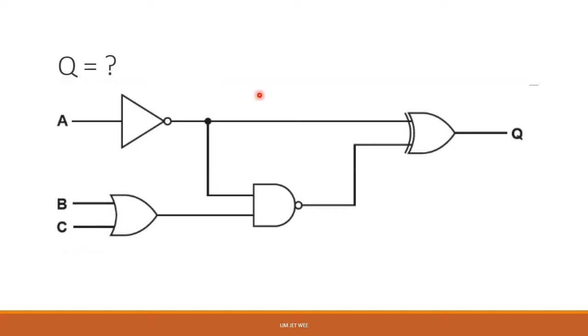So now you have a diagram like this with all your gates, and hopefully you still remember all your gates. And then of course you have the Q at the very end, which is the output of everything. The question is simple: what is Q? The inputs are A, B, and C. So, a very standard question.